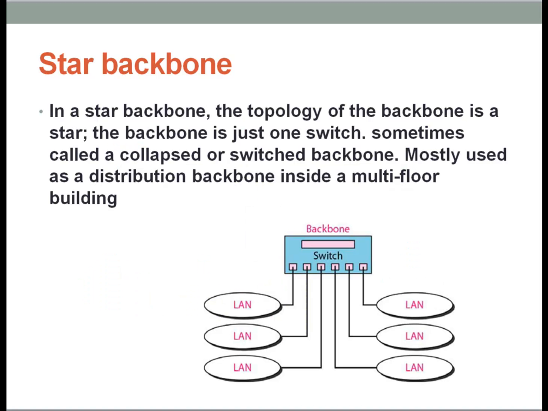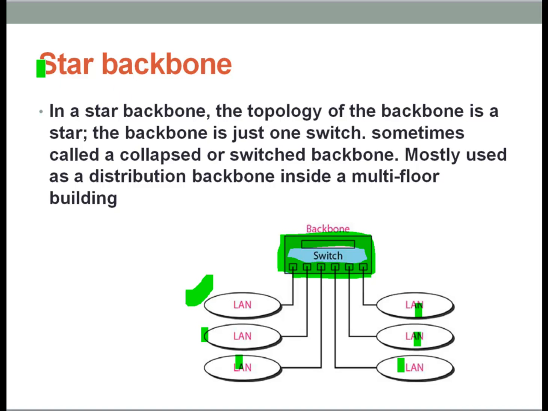If you go for the star, what does star mean? You are going to use a switch. So now you can see, this is going to be a switch. A switch has multiple ports, port number 1, port number 2, port number 3, 4, 5, 6 ports available. So in every port I am going to connect a LAN: LAN 1, LAN 2, LAN 3, LAN 4, LAN 5. So there are 5 or 6 different LANs available. So all the 6 LANs I connected with this particular switch.